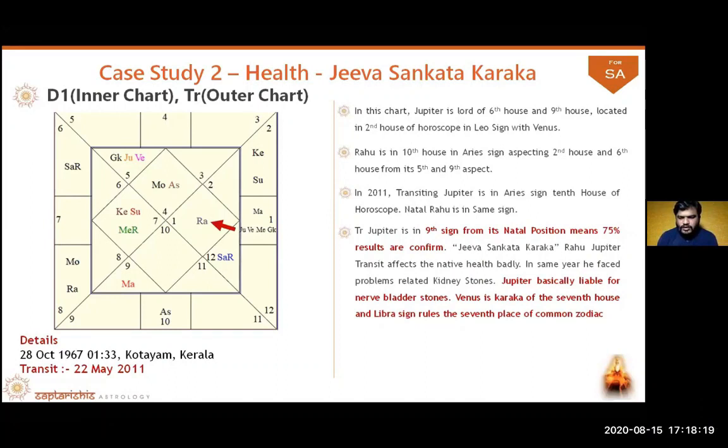So the Rahu-Jupiter transit affects the native's health badly. Again, in the same year, he faced problems related to kidney stones. Jupiter is basically responsible for bladder stones. Venus is the Karaka of the seventh house. Libra sign rules the seventh house in our zodiac. As the Libra sign lord Venus, and Jupiter as well as Mars, were all transiting over the Rahu, again there were problems with health. This is the Jeev Sankata Karaka result, Rahu and Jupiter.